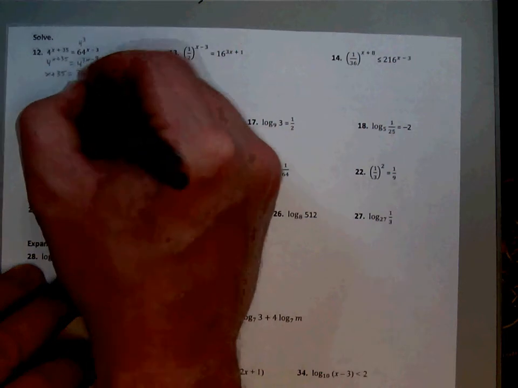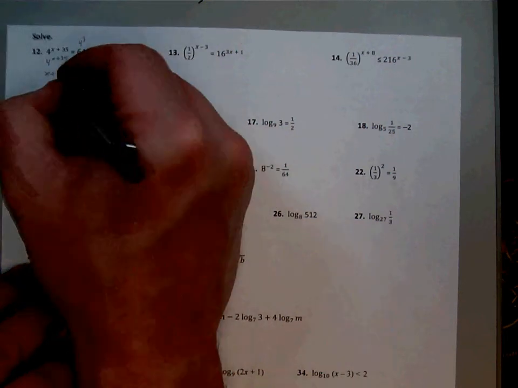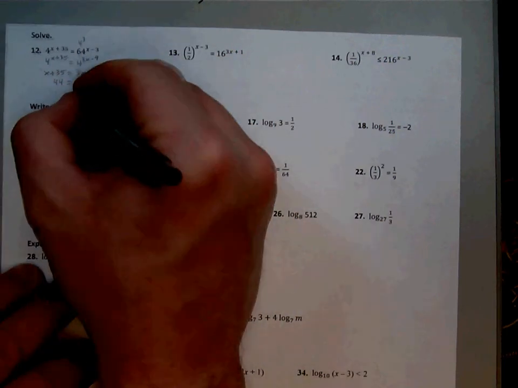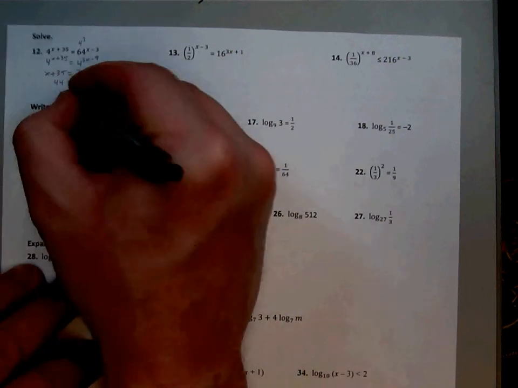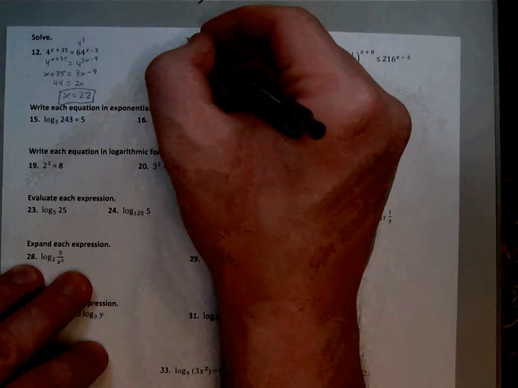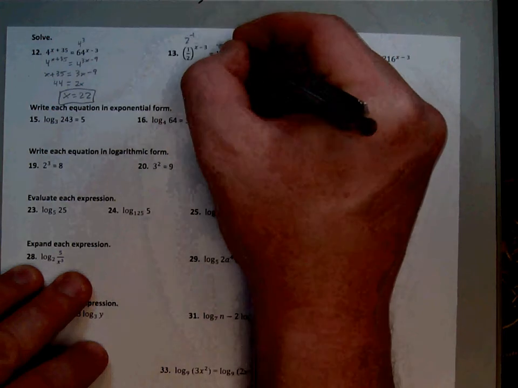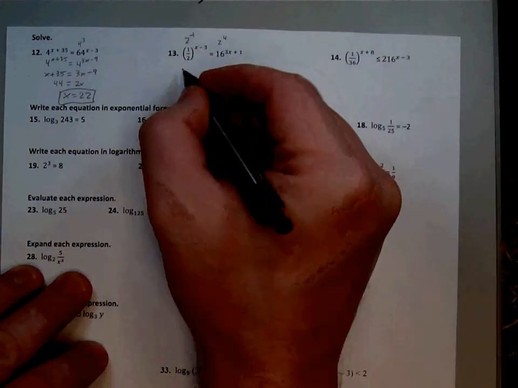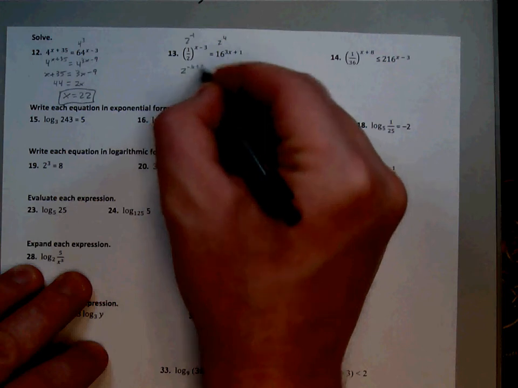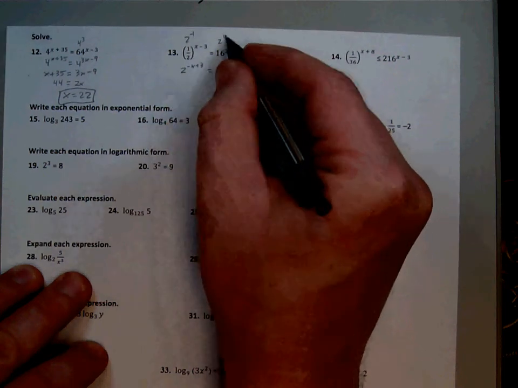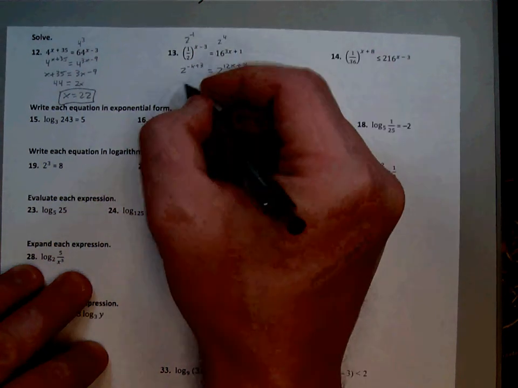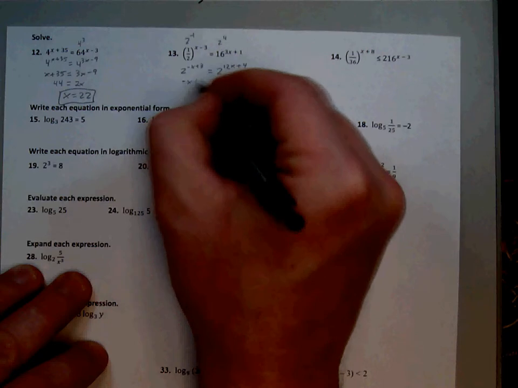So I'll subtract my x and add my 9. So 2x equals 44, so x has to be 22. And 13, they're both powers of 2. That's 2 to the negative 1, and 16 is 2 to the 4th. Distribute to your exponents. So I have 2 to the negative x plus 3. 2 to the, distribute your 4, so 12x plus 4. Set the exponents equal to each other.